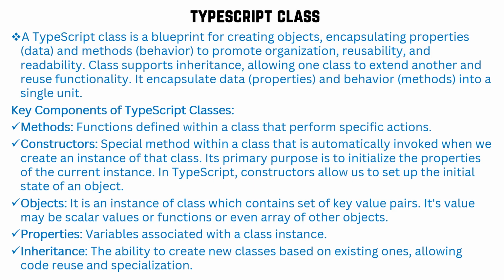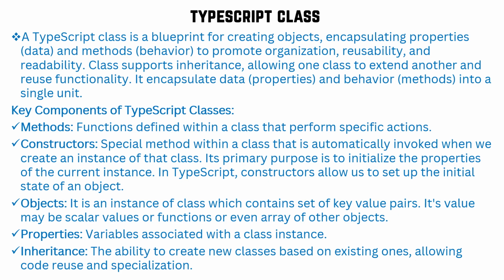Okay, the last important part is called object. It is nothing but an instance of the class which contains a set of key-value pairs. Its value may be scalar values or functions or even an array of objects also. Now let's see the implementation of the TypeScript class.